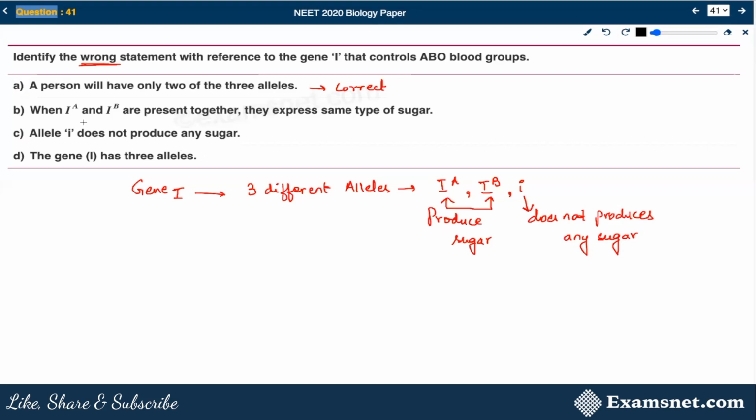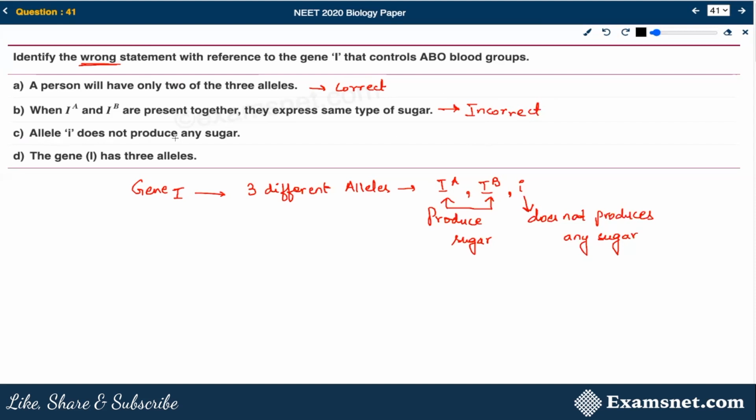The second statement says that when IA and IB are present together, they are going to express the same type of sugar. So this is actually the incorrect statement, the wrong statement, you can say.